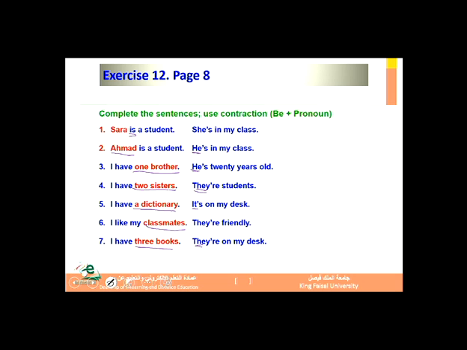This is what we call contraction, where 2 words are not pronounced independently, one by one, but they are pronounced together as if we push them together when we speak.